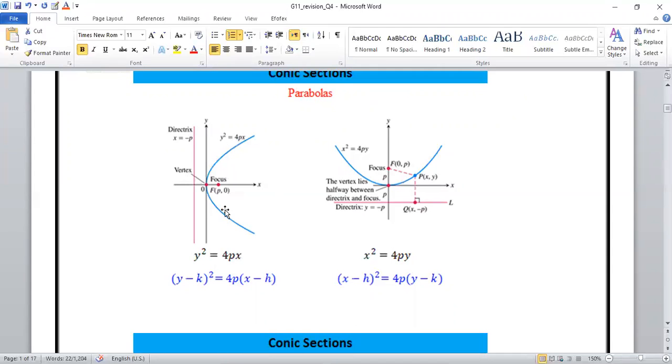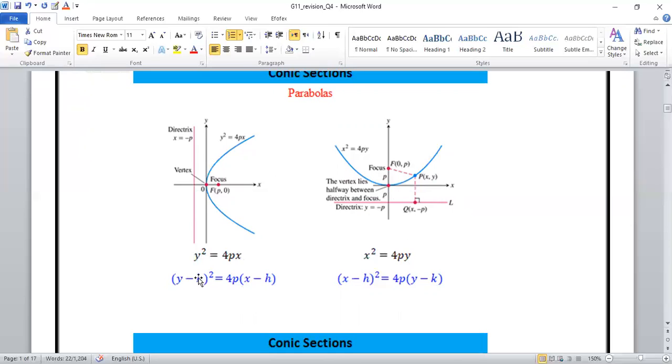y squared, in the case the directrix is perpendicular to the x-axis, so y squared equals 4bx. In the case the directrix is perpendicular to the y-axis, x squared is the equation of the parabola, x squared equals 4by.